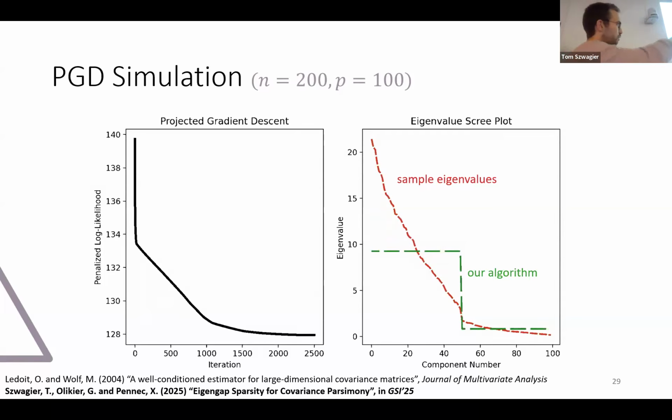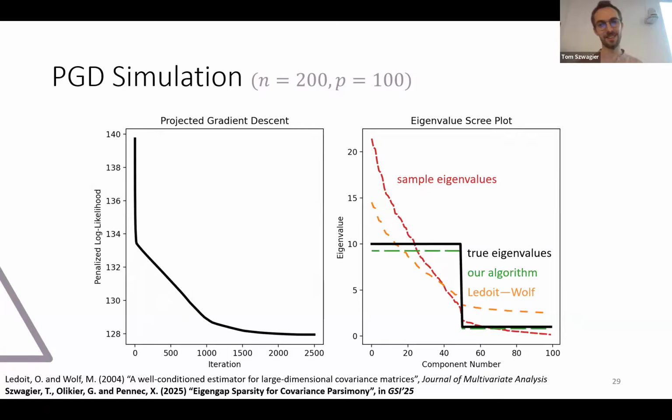Okay, so we observe that the loss decreases along the iterations, and our eigenvalues get little by little equalized. So we end up with this two-step profile, which is quite different from the original profile, right? And if we compare it to the Ledoit-Wolf estimator, which is like a baseline covariance estimator in high dimensions, it tells a pretty different story. It's much closer to the sample eigenvalues. So which one is right? Suspense, suspense. It is ours.